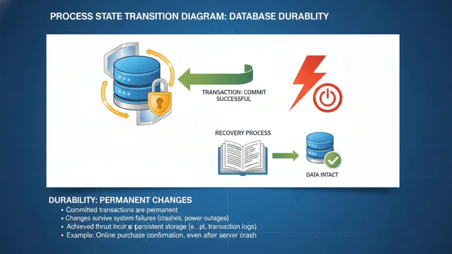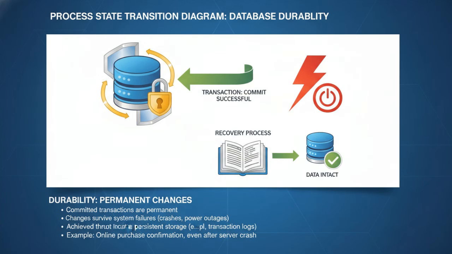Finally, we arrive at durability, the D in ACID, which guarantees that once a transaction has been successfully committed, its changes are permanent and will survive any subsequent system failures. This means that even if the database system crashes immediately after a commit, due to a power outage, software error, or hardware malfunction, the data will not be lost. The committed changes are persistently stored and can be recovered when the system restarts. To achieve durability, databases typically write transaction logs to non-volatile storage, like hard drives or solid-state drives, before acknowledging the commit to the application. These logs can then be used to reconstruct the database state during recovery.